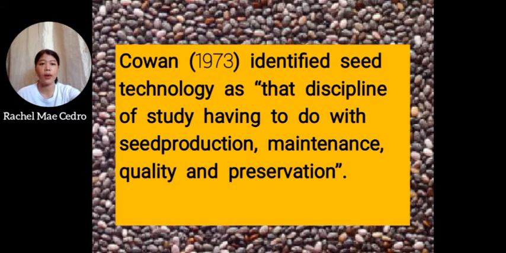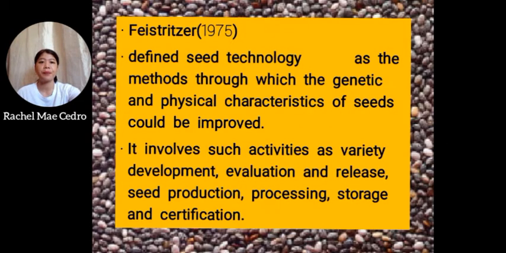The first one is Cowan, 1973, who identified seed technology as that discipline of study having to do with seed production, maintenance, quality, and preservation. The second one is Tricia, 1975, who identified seed technology as the methods through which the genetic and physical characteristics of seeds could be improved. It involves such activities as variety development, evaluation and release, seed production, processing, storage, and certification.